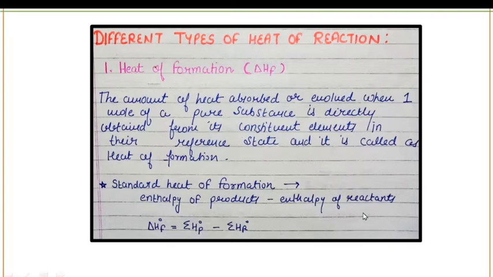If you want to calculate the heat of formation, then this will be equal to the enthalpy of product minus enthalpy of reactant. Means if you are given the total enthalpy of all the products and the total enthalpy of the reactants, then if you want to calculate it, this will be equal to the total enthalpy of product minus the total enthalpy of reactant.